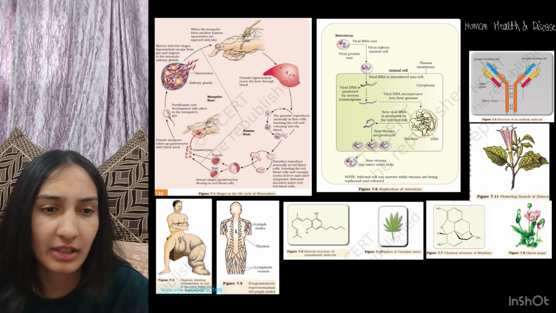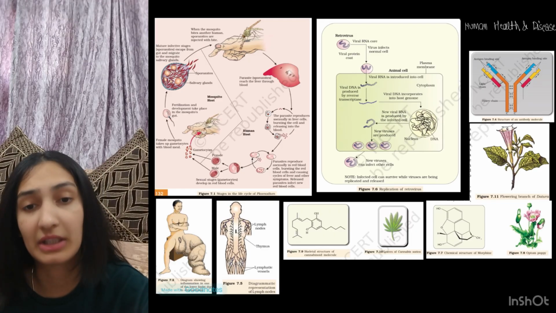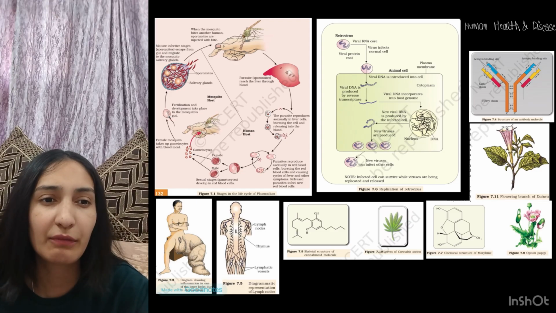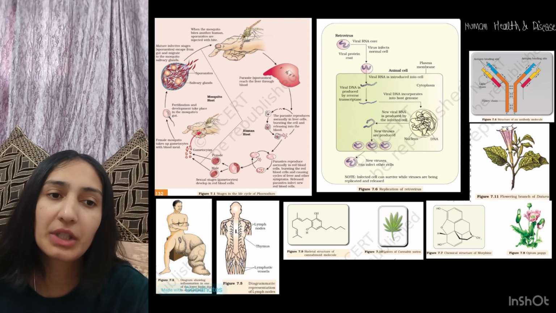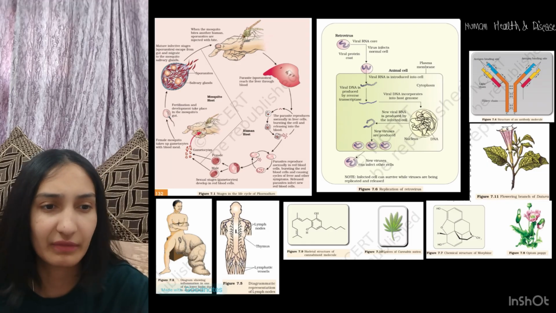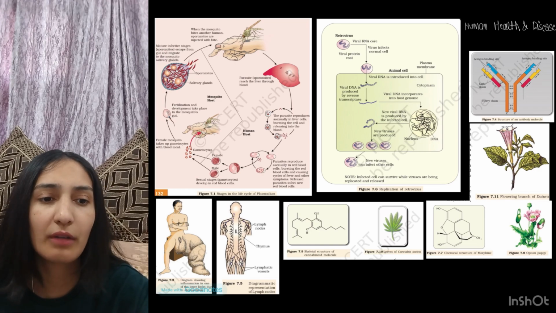Next, figure 7.2 depicts a diagram showing inflammation in one of the lower limbs due to elephantiasis. You need to know what the causative organisms are. Then figure 7.5 shows the diagrammatic representation of the lymph nodes and the thymus along with the lymphatic vessels. Then figure 7.9 is the skeletal structure of the cannabinoid molecule. Okay. 7.10 is the leaves of Cannabis sativa.